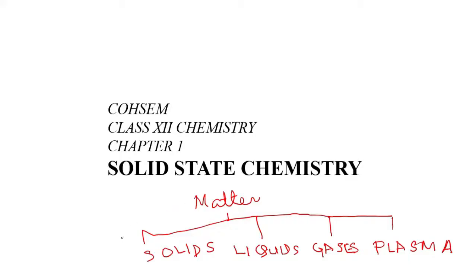At extreme level, at very low temperature, the state of matter is called Bose-Einstein condensate. So matter has 5 states. The most common ones are solid, liquid, gases, and then Bose-Einstein condensate and plasma.